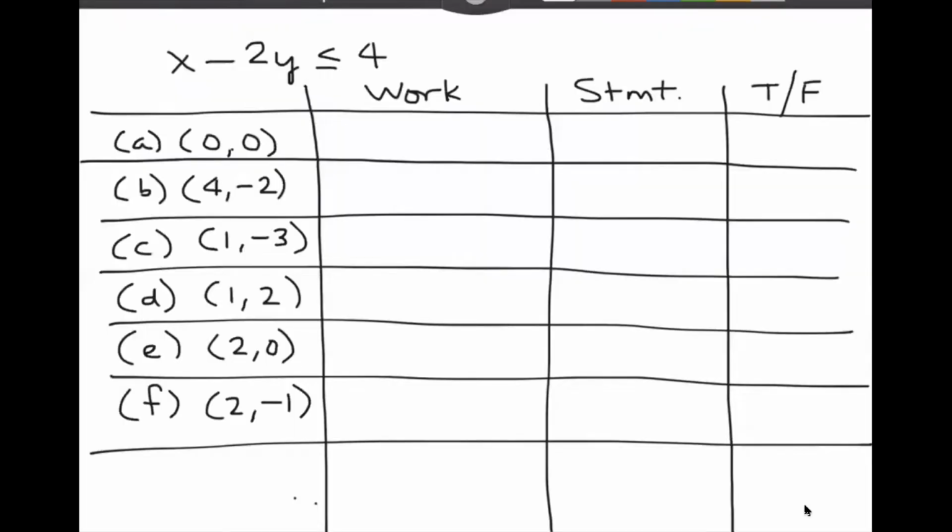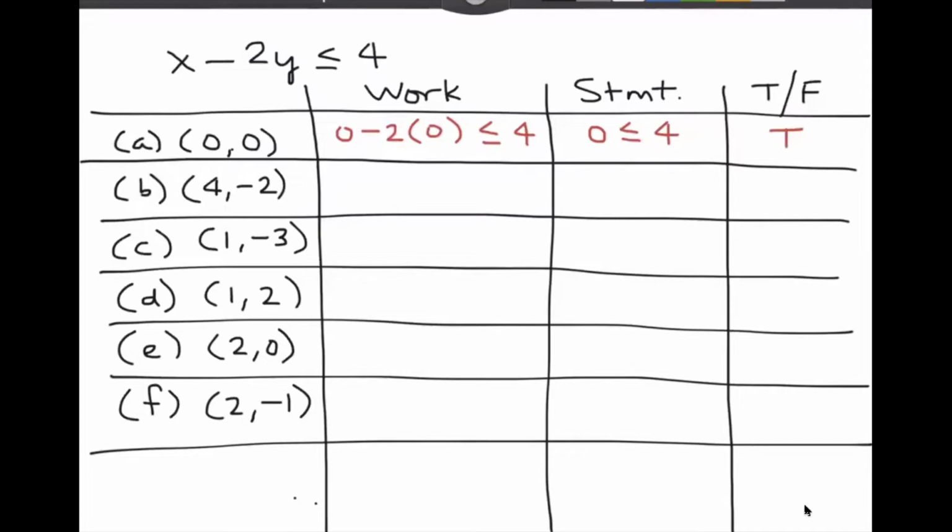All right, so what I'm going to do is substitute each of these ordered pairs into the inequality. For example, if I put in the ordered pair (0, 0), I get 0 minus 2 times 0 is less than or equal to 4. And when you simplify the left-hand side, you get 0. So this statement says 0 is less than or equal to 4. And that statement is true, right? 0 is less than or equal to 4. All right, and we'll just continue like that throughout the rest of these ordered pairs.